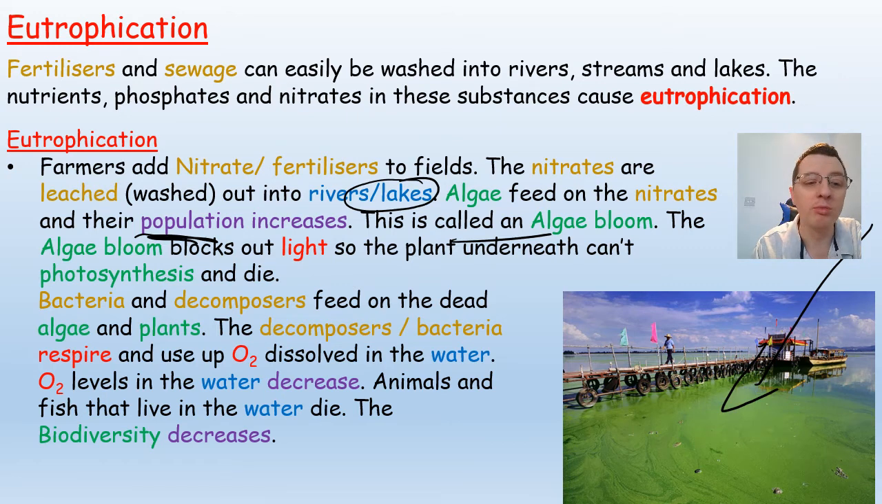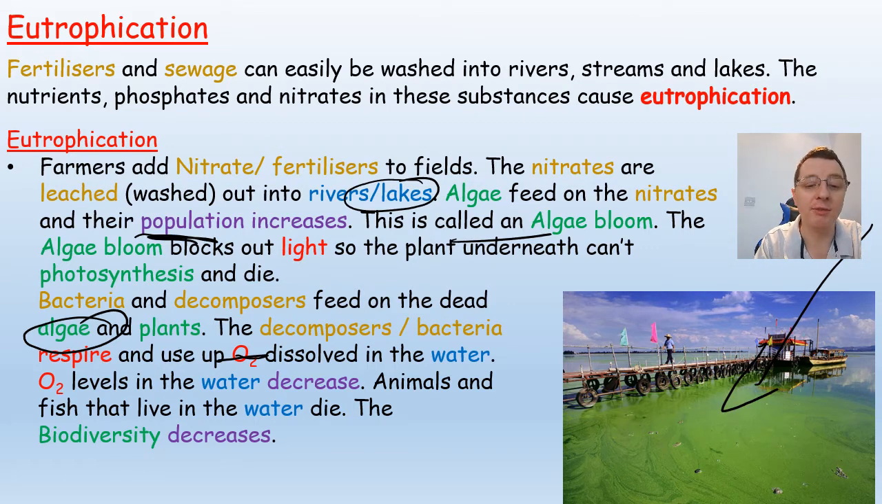Now the algal bloom will block out the light, so any plants that are living on the bottom of the waterway, surface dwelling plants, sort of on the surface of the riverbed, they can't photosynthesize, and so they're going to die. Then bacteria and decomposers will feed on the dead algae and plants, and these bacteria will respire and use up any oxygen that's dissolved in the water. So the oxygen levels in the water will decrease.